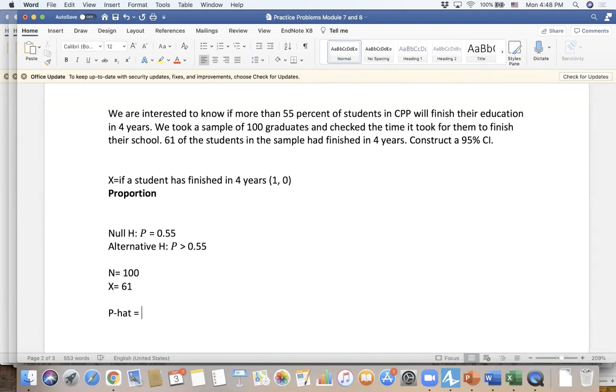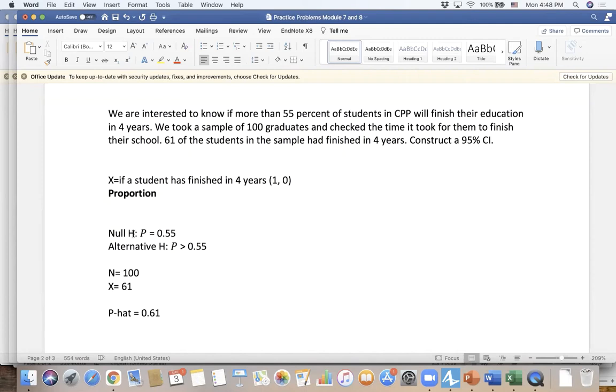P hat, which is going to be 0.61 here. And then I have said calculate a 95% confidence interval of percentage of people or students who finish in 4 years. I had to mention that as well. But with that, Professor? Yeah.